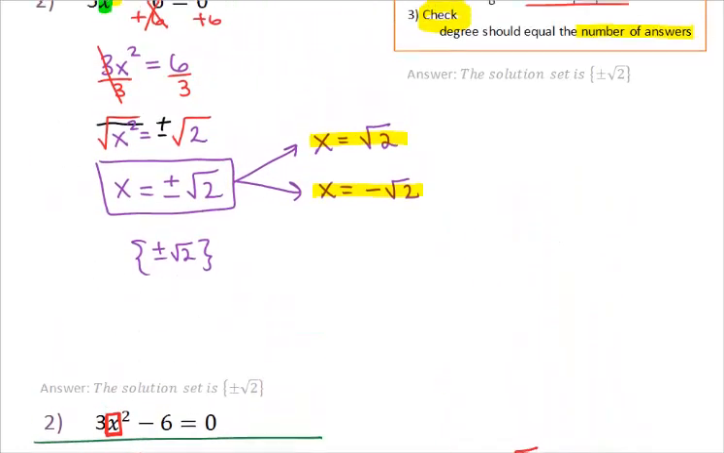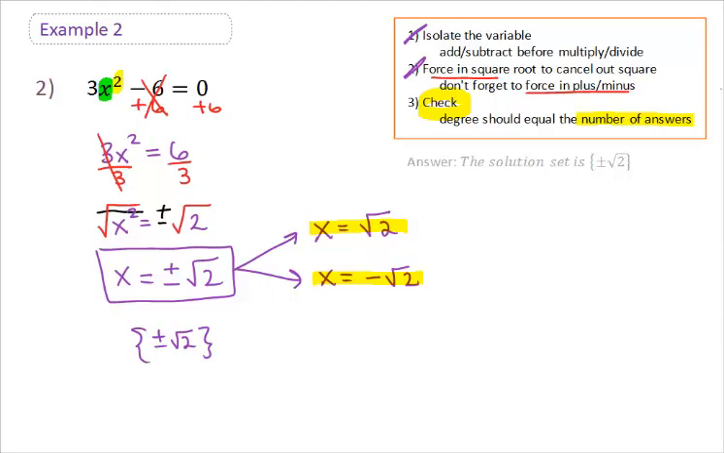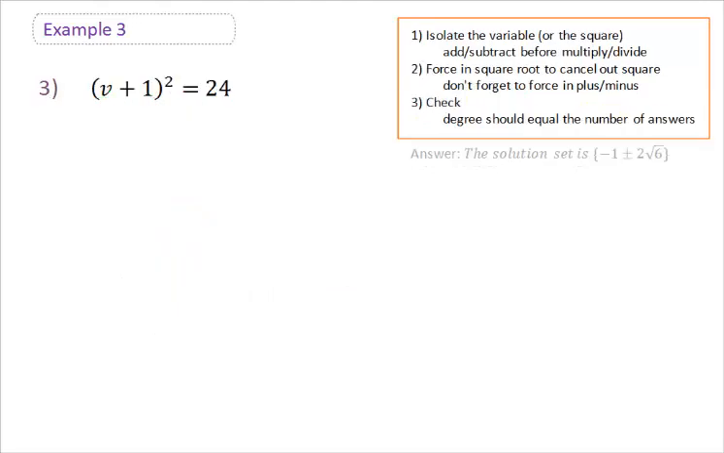So back up here to this problem, our equation 3x squared minus 6 equals 0 has the solution of positive and negative root 2. Moving on to my next example.